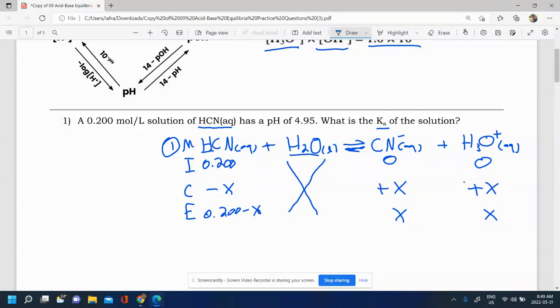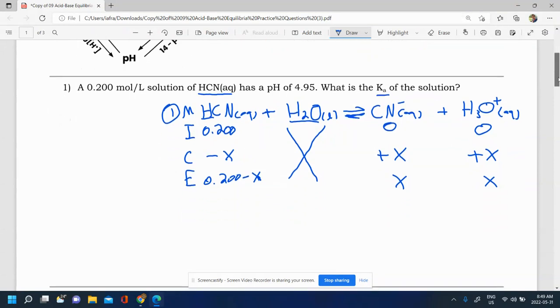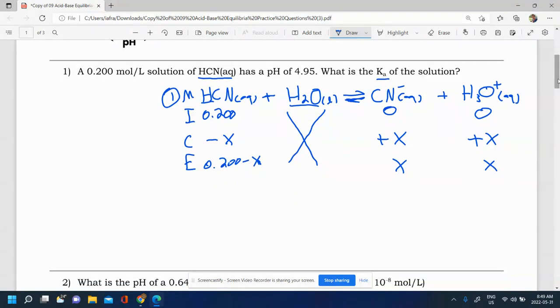Now, we can't say that x is equal to 0.200 because here's the thing. Not all of this H will ionize to become H3O+. We don't know how much of that will occur because we have a weak acid. So in the strong acid situations, if I had 0.2 mole per liter HCN, I could automatically assume that I would have 0.2 mole per liter H3O+ because 100% of it ionized. And then I could just do my calculations that way.